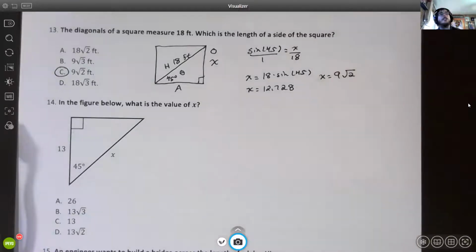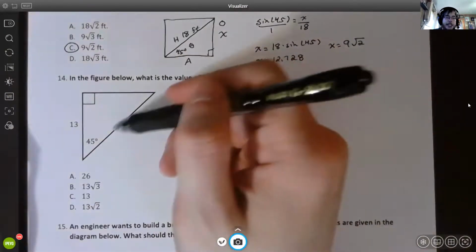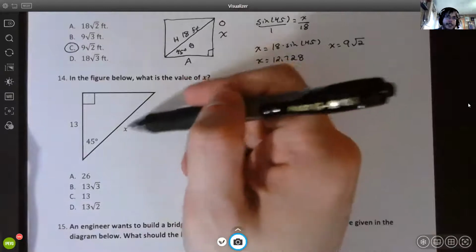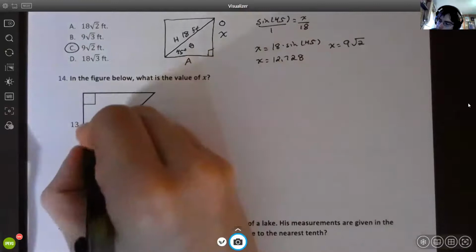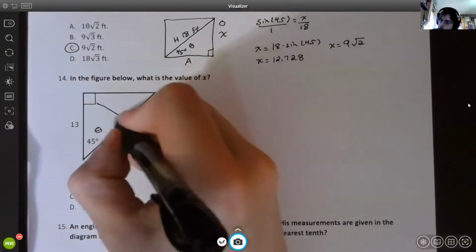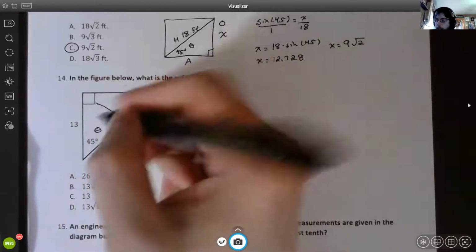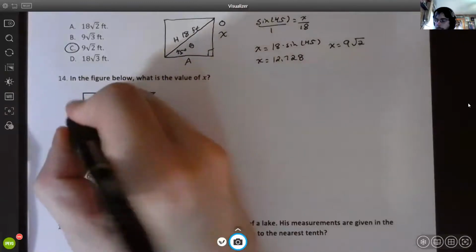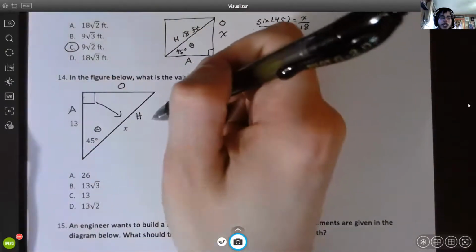All right, number 14, in the figure below, what is the value of x? So in this, x is on our hypotenuse, and it's a side, and we're given one side and one angle, so we're going to put theta as our 45-degree angle. Like I said, x is our hypotenuse, and 13, since it touches theta, would be our adjacent side. The blank side would be O. So we have A, and we want to find what H is.